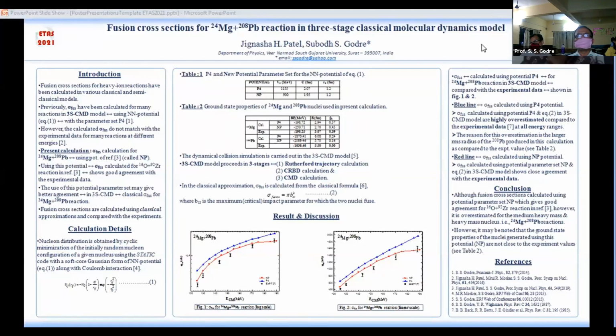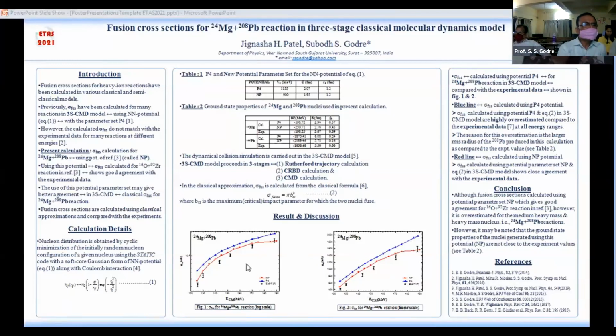And the third stage is CMD calculation, in which the rigid body constraints are relaxed at about 50 Fermi, and trajectories of all the nucleons are computed using the coupled Newton equation of motion for all the particles in the CMD approach. In the classical approximation, fusion cross-section is calculated from the classical formula, which is given by equation 2, and that is sigma fusion is equal to pi b_cr square, where b_cr is the maximum impact parameter for which the two nuclei are fused. Now let's discuss results and discussion.